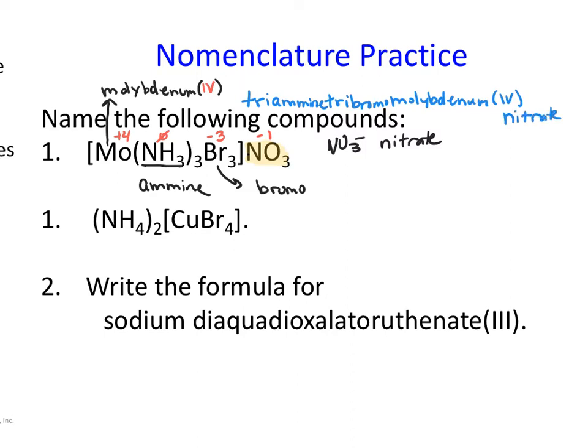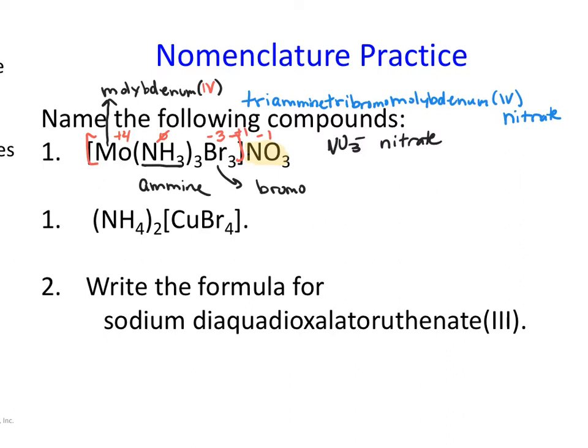The reason we put the counter ion last is because we always list cations before anions, and our cation is our complex cation, and the anion is just the simple counter ion. The reason that molybdenum does not end in ate is because we have a complex cation. I know this is a complex cation with an overall plus 1 charge because I have only 1 counter ion with a minus 1 charge.